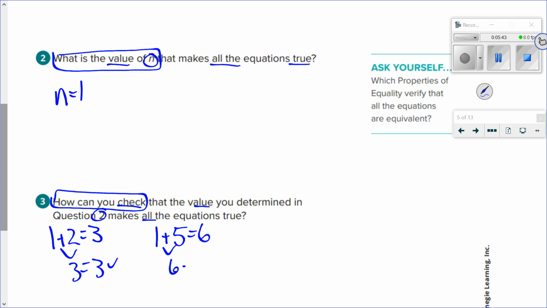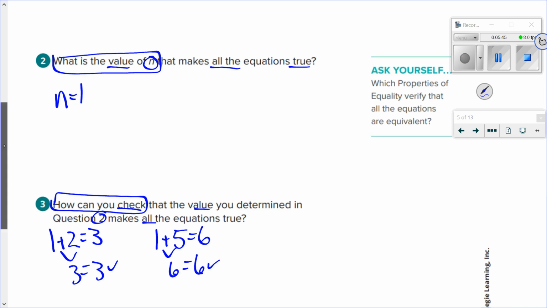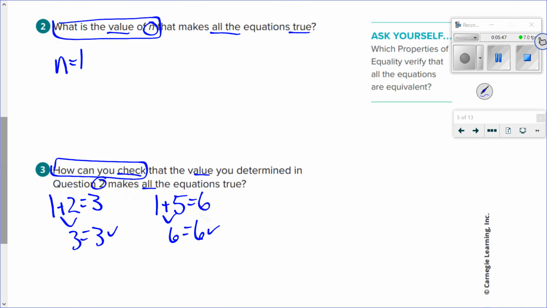1 plus 5 is 6. 6 equals 6. Our other one we said, n plus 11 equals 12, so 1 plus 11 equals 12. 12 equals 12. Check. That's all you got to do, guys. I substitute the value that I find back into my equation and solve it and see if it actually works. If the two sides of the equation came out to the same number, you had the right solution. That's how we solve it. Is everybody good so far? Yes. Okay, let's go to our next page.